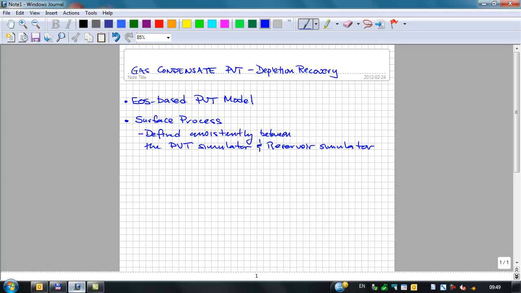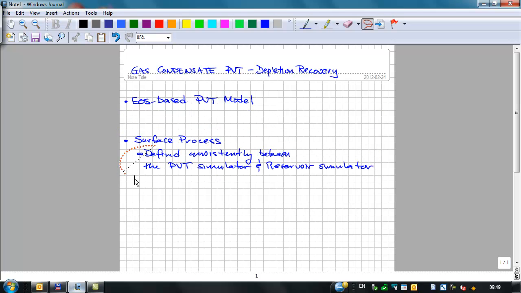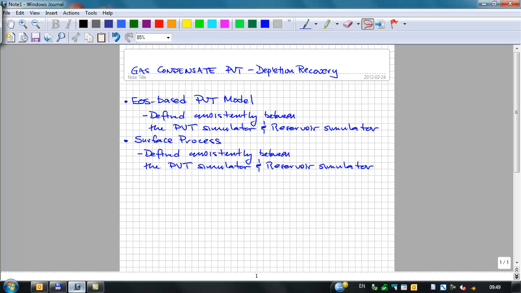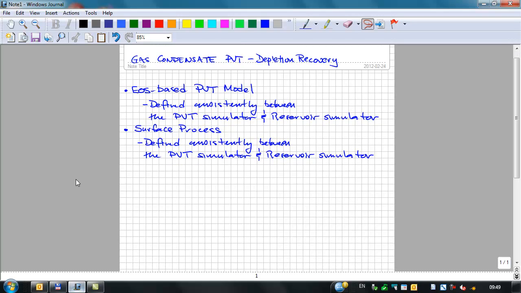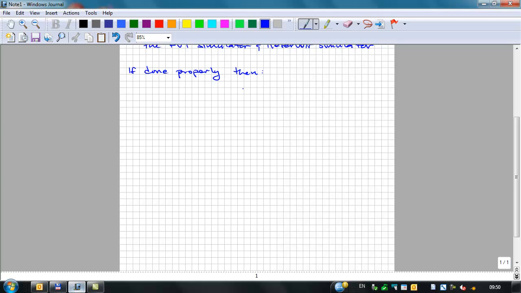In other words, we need to have the EOS-based PVT model defined consistently between the PVT simulator and the reservoir simulator. So we have the same EOS model in both simulators, and we have the same surface process in both simulators. And if you do that for a gas condensate, so if this is done properly, then you should get the following and very important consistency between the PVT simulator and the reservoir simulator.